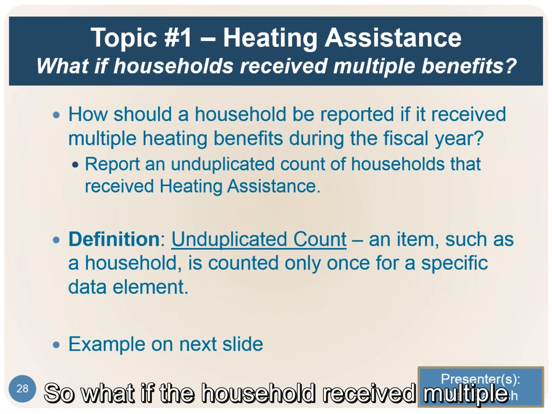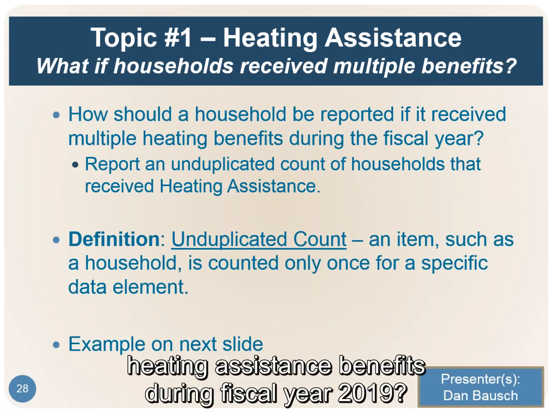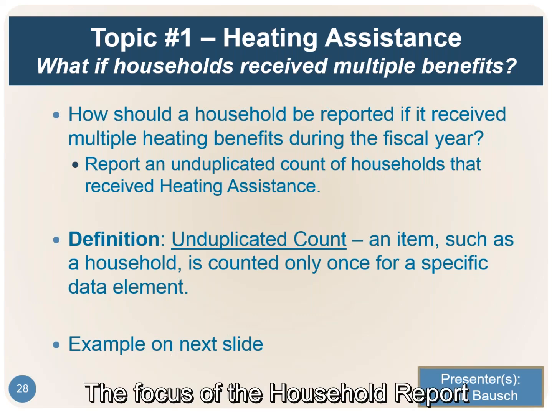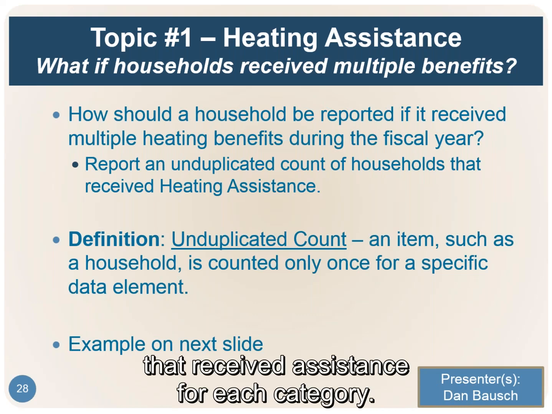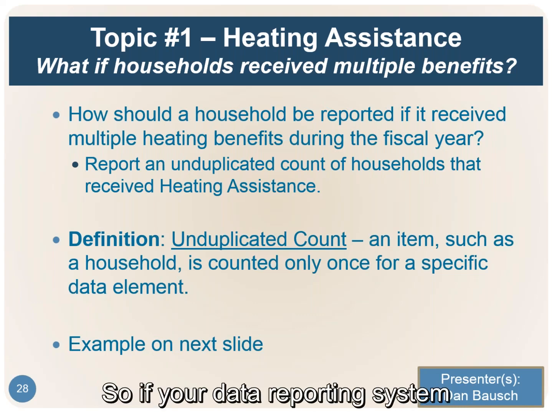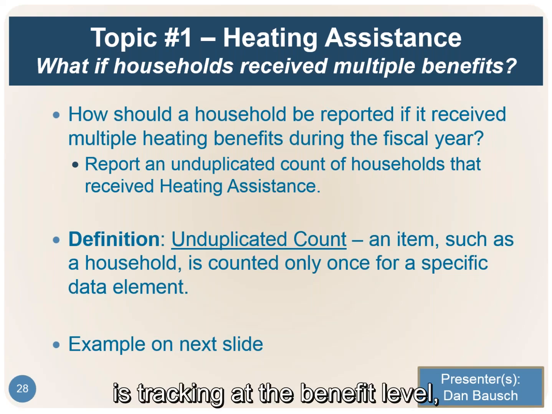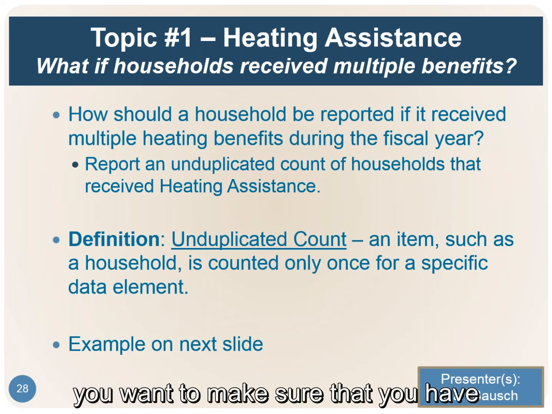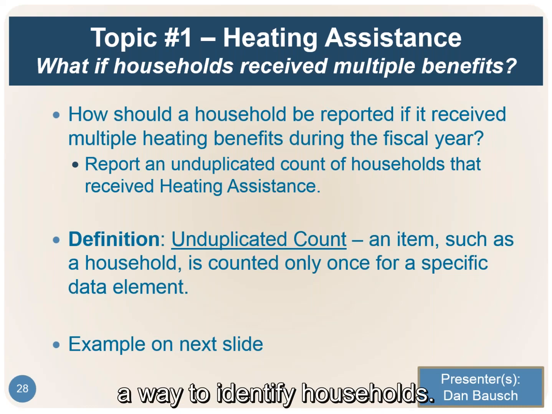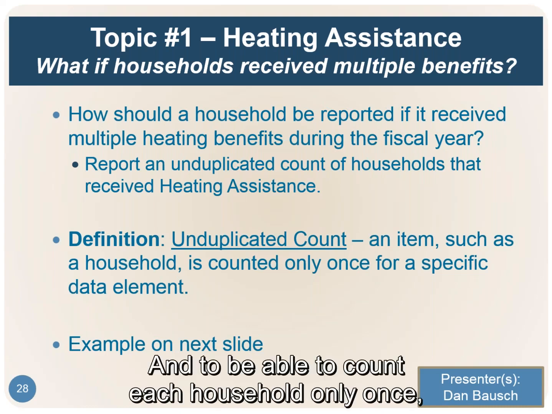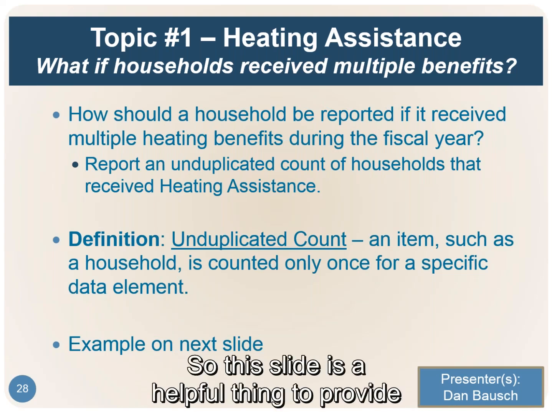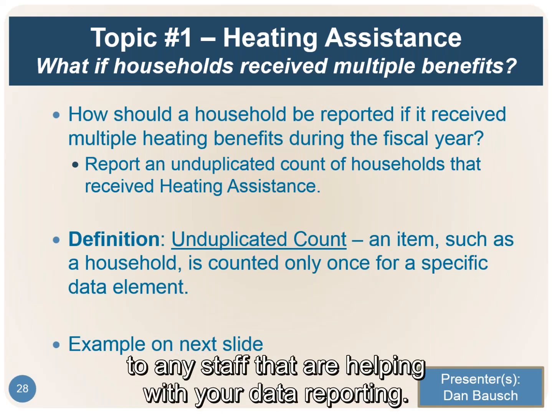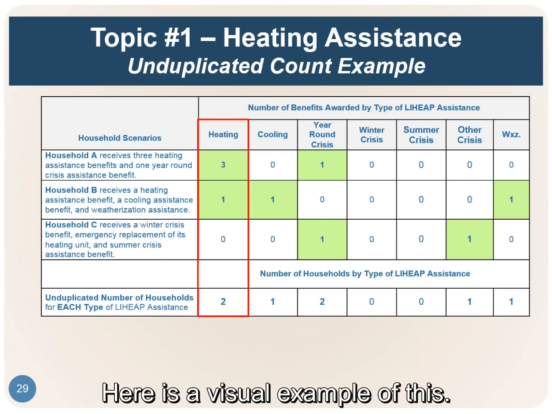So what if a household received multiple heating assistance benefits during fiscal year 2019? The focus of the household report is on the number of unique households that receive assistance for each category. So if your data reporting system is tracking at the benefit level, you want to make sure that you have a way to identify households and to be able to count each household only once, even if they received multiple heating assistance benefits. So this slide is a helpful thing to provide to any staff that are helping with your data reporting. Here is a visual example of this.